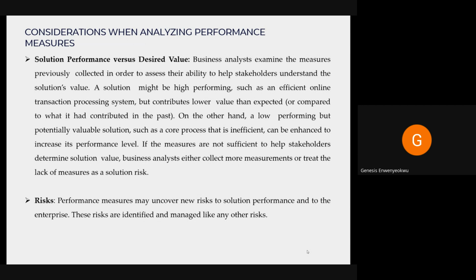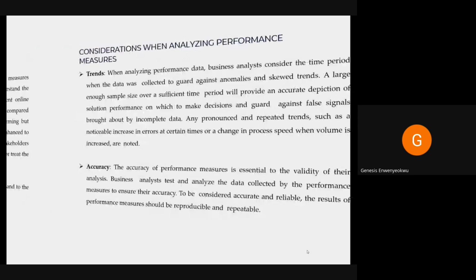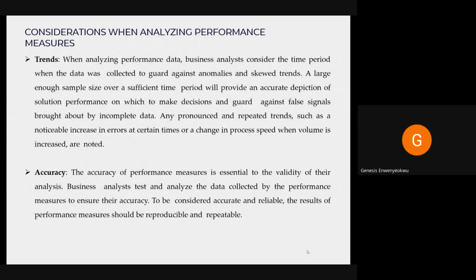The next thing we now do is to look at the risks involved. Performance measures may even help us uncover a different or new set of risks, right? And these risks need to be identified and managed like every other risk that we have as a BA. You need to be able to identify these risks and recommend ways you can manage them.